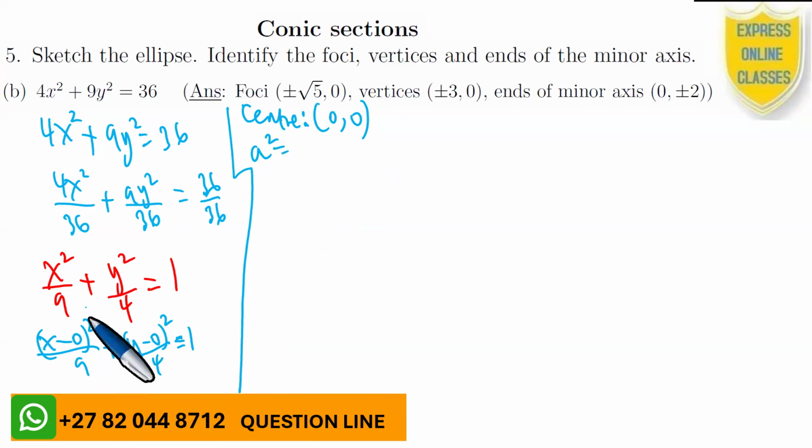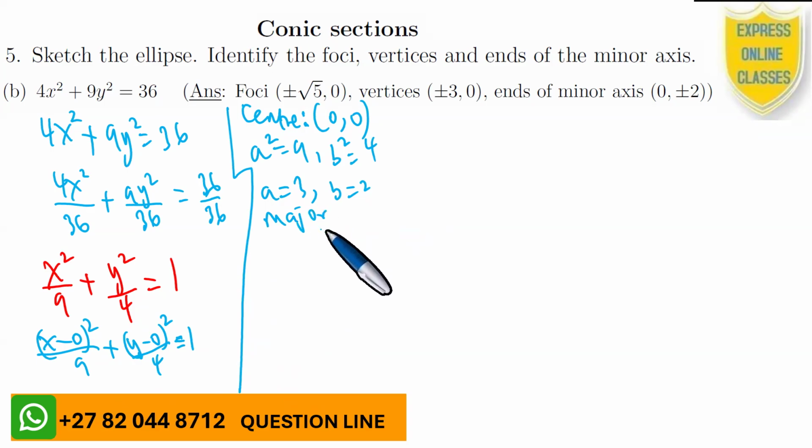A squared is the biggest one, which is 9. B squared is the smallest, 4. A is 3, the square root of 9 is 3, and the square root of 4 is 2. Producing the fact that the major axis is associated with the biggest one.